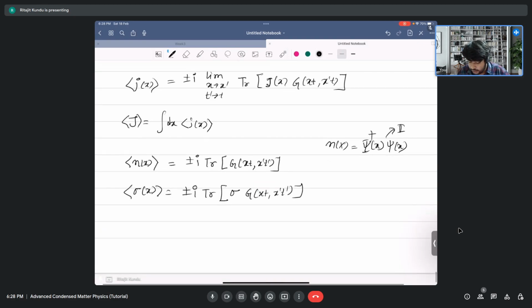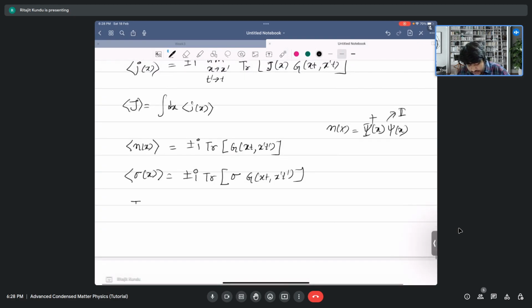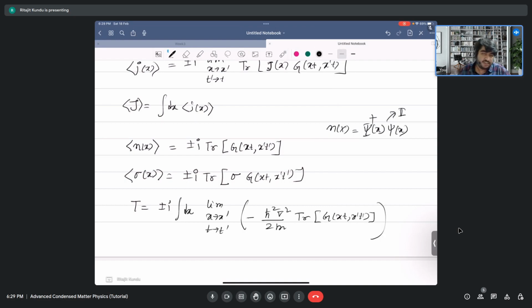You can go on and calculate your kinetic energy. So kinetic energy is given by something like this: plus minus I integral dx, and then limit x goes to x prime, t goes to t prime, and minus h bar square del square by 2m. So this is my kinetic energy operator. Because this doesn't have a matrix structure, I can take this out of the trace, and then I am left with the trace of Green's function, xt x prime t prime. So this is very handy if you want to calculate some expectation values.